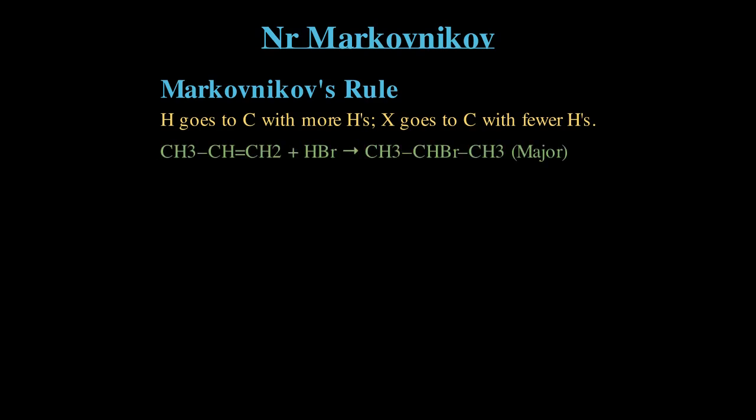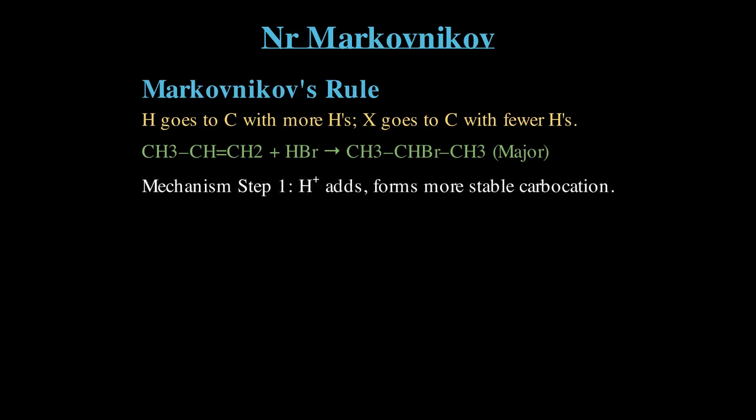Let's take propene, CH3-CH=CH2, and add HBr. The major product formed is 2-bromopropane, CH3-CHBr-CH3, not the 1-bromo isomer. Why? It's all about the mechanism. In step 1, the proton H+ adds to the double bond first. It adds in a way that forms the more stable carbocation, which in this case is a secondary carbocation. In step 2, the bromide ion quickly attacks this stable carbocation to form the final product.